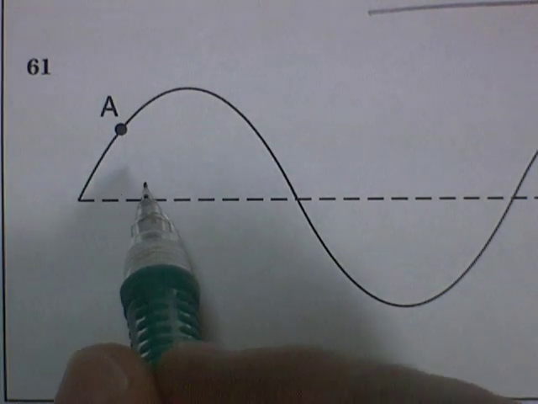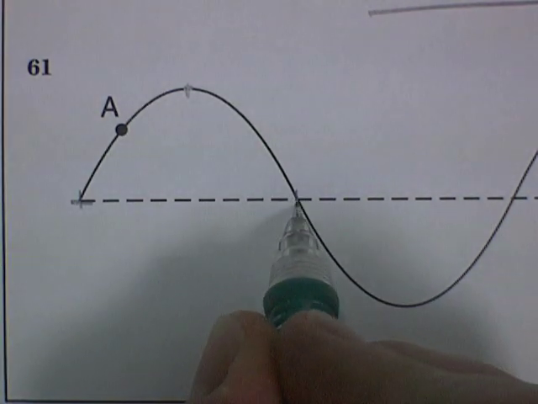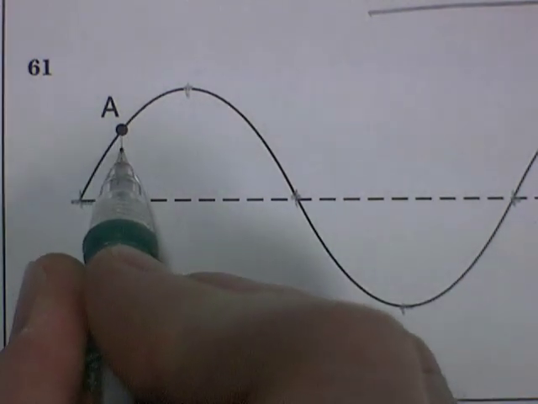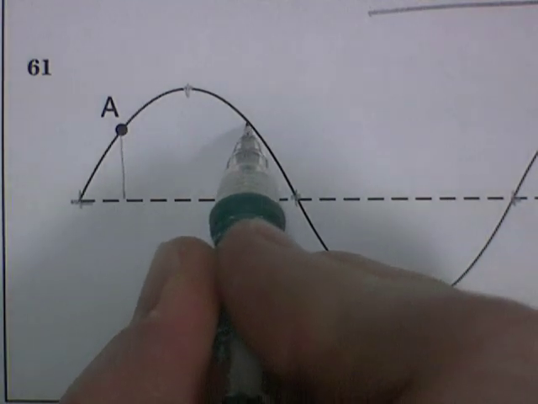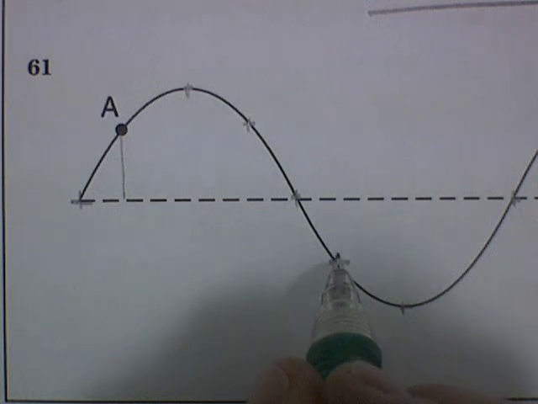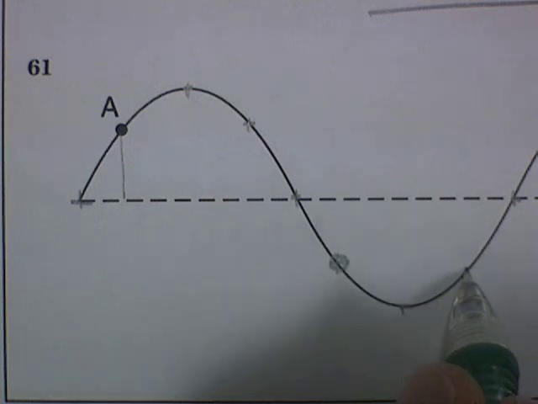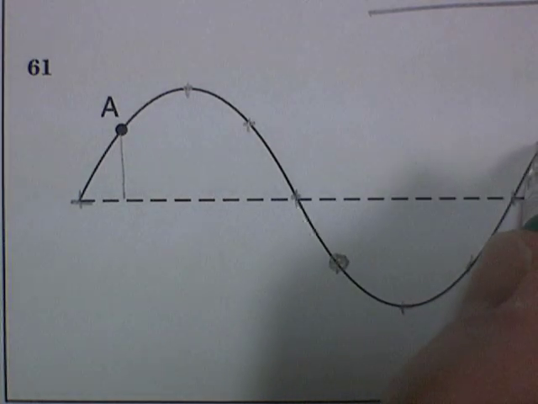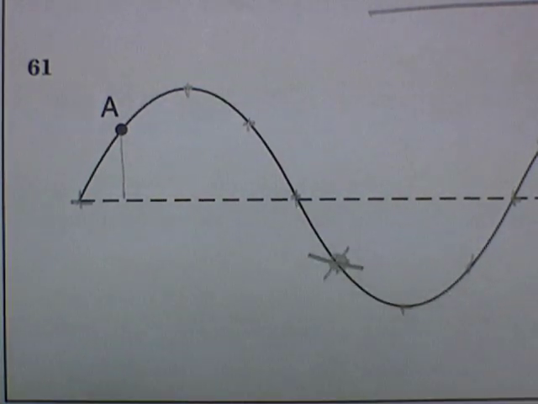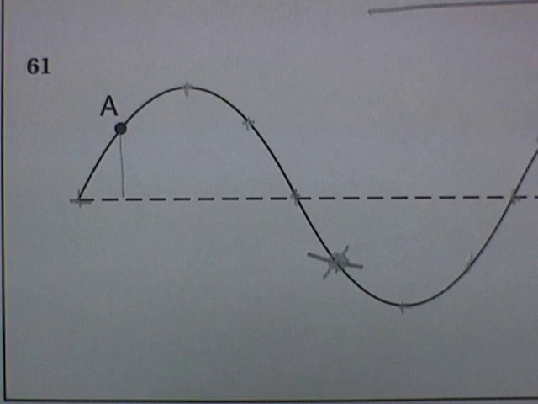All right, so let's do this. If that was 0, this would be 90, and that would be 180, 270, 360. This is 0, so that means 90 moves over to here, and 180 moves right about to here. 180 degrees out of phase. This would be 270, and this would be 360. So here's where we want to put our X, at 180 degrees out of phase. And that looks close enough.